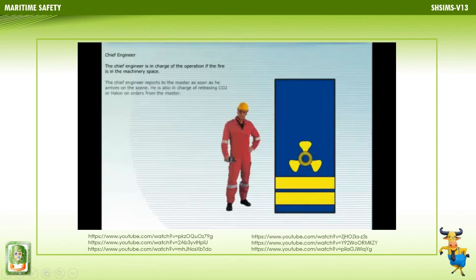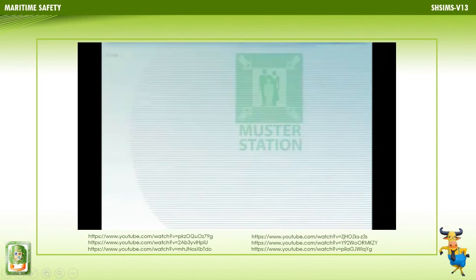The chief engineer is in charge of the operation if the fire is in the machinery space. The chief engineer reports to the master as soon as he arrives on the scene. He is also in charge of releasing CO2 or halon on orders from the master.